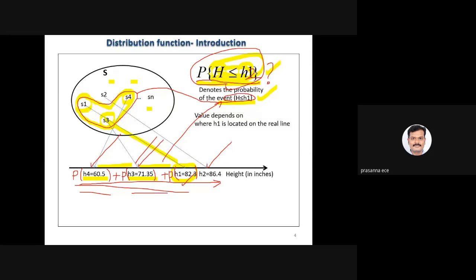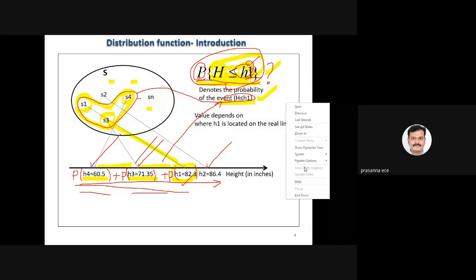If you just observe this probability, it is a function of the location of the small h1. It is the probability that results when we do the calculation. It is a function of the point where the small h is located. So we can very well convert this into a function of h. We'll just do that in the next slide.